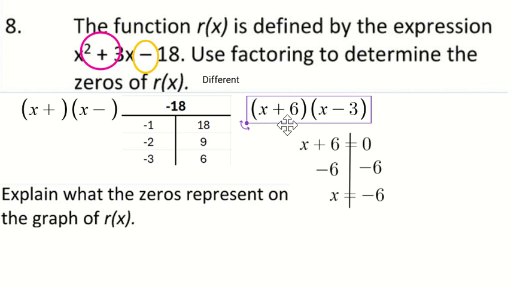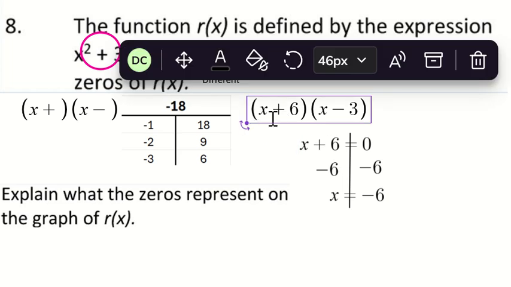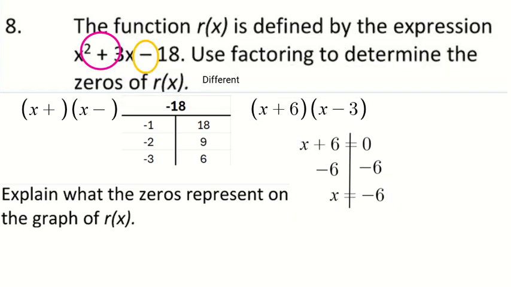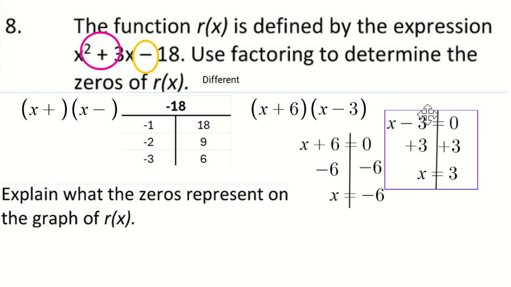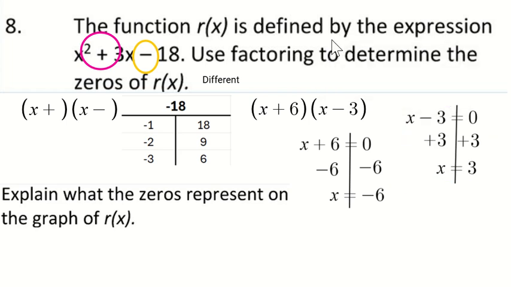So if we plug in negative 6 here, it would be negative 6 plus 6. That would be 0. It doesn't even matter what this is because 0 times any number is going to get us a 0. And now we do the other binomial. So we have x minus 3, and this time we just add 3 to both sides, right? And that gives us x equals 3.